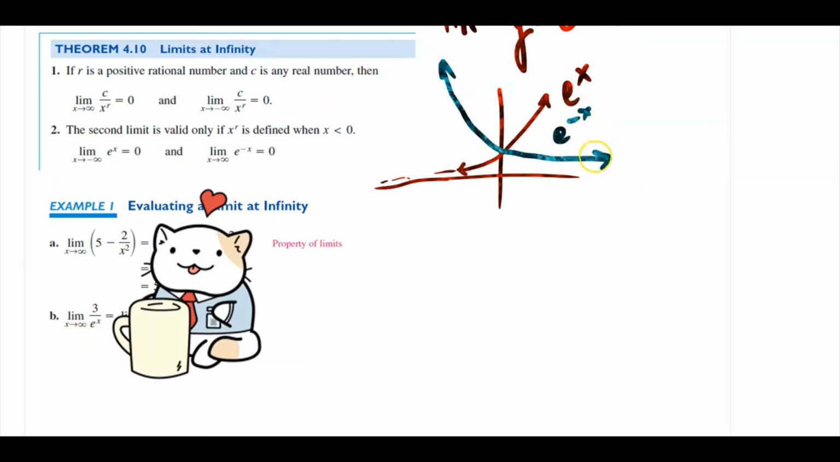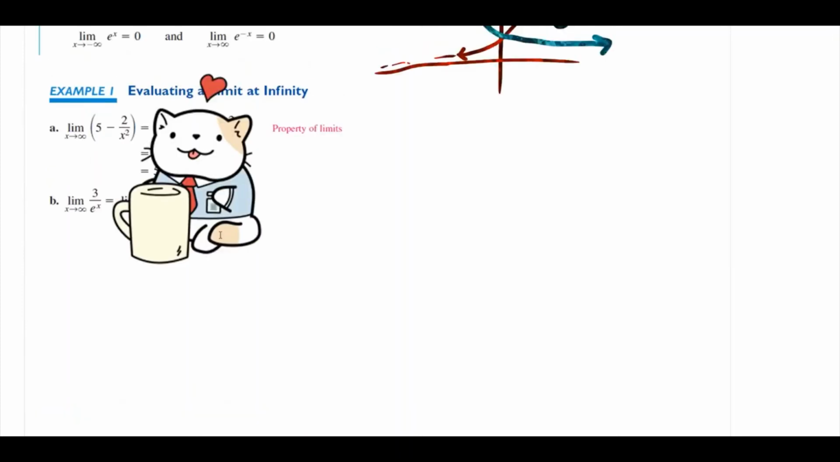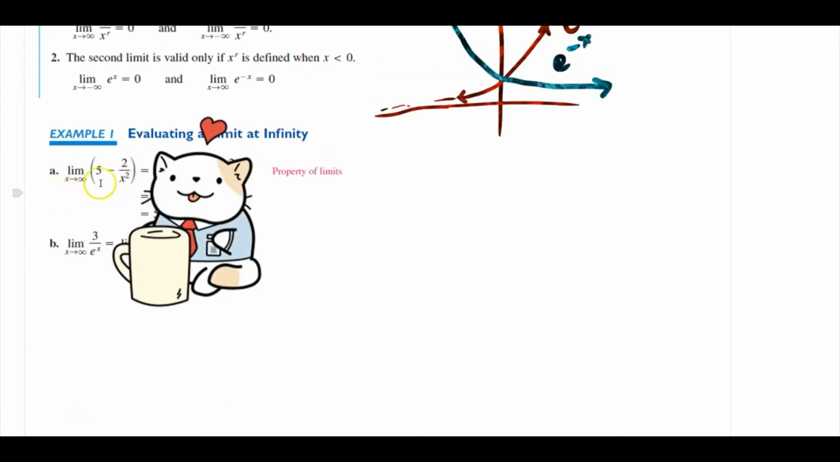So as we're going towards infinity here, we're getting out 0. Alright, let's try this. The limit as x approaches infinity of 5 minus this 2 over x squared. So remember that we can break this up and think about it in terms of parts. So what are we actually getting out?